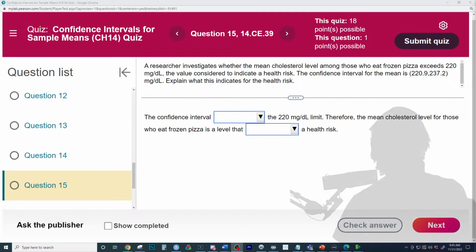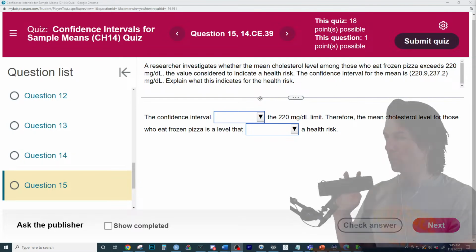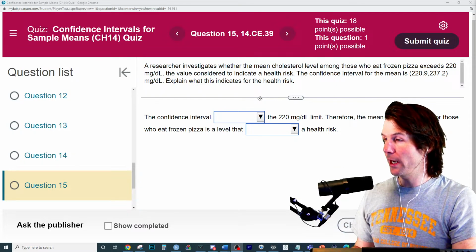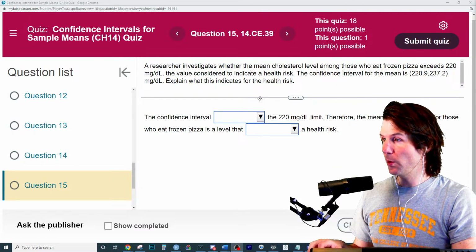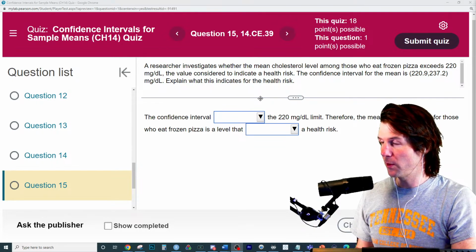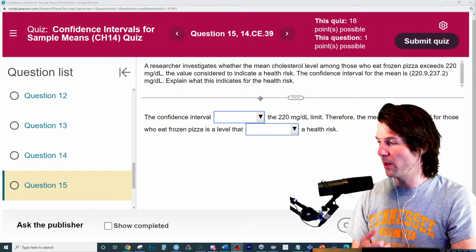Okay, a researcher investigates whether the mean cholesterol level among those who eat frozen pizza exceeds 220 milligrams per deciliter. I think that's what it is. The value considered to indicate a health risk. The confidence interval for the mean is this. Explain what this indicates for the health risk. Okay, so how would you interpret this? This is all I'm asking for you right now, is to interpret this interval. They're trying to figure out the true mean cholesterol level of people who eat frozen pizza.